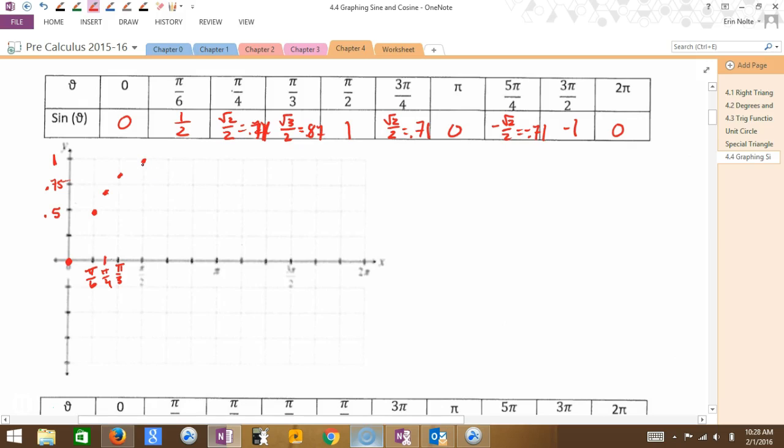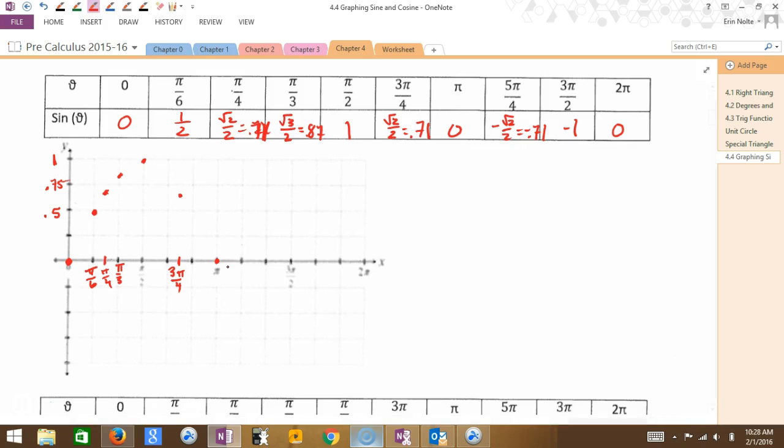Okay. And then my next one is 3 pi over 4. So 3 pi over 4 is right in between pi over 2 and pi. So 3 pi over 4 is right here. And I need to go to 0.71. So right about there. Okay. And then it goes to pi. And at pi, my y value is 0. So it goes down, crosses the x-axis right at pi.